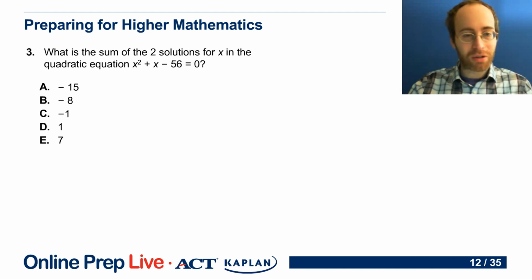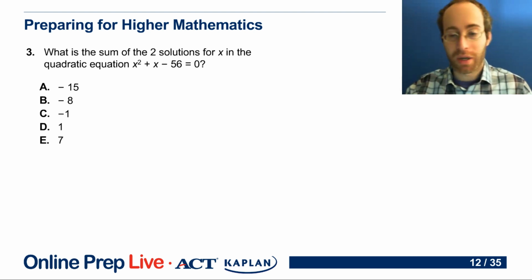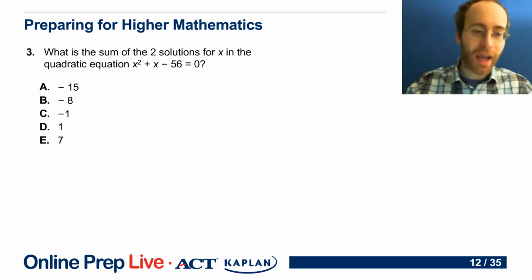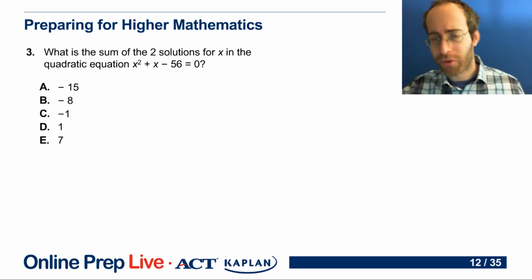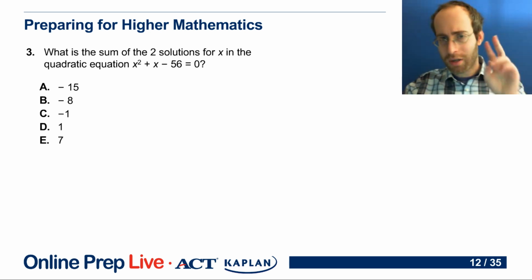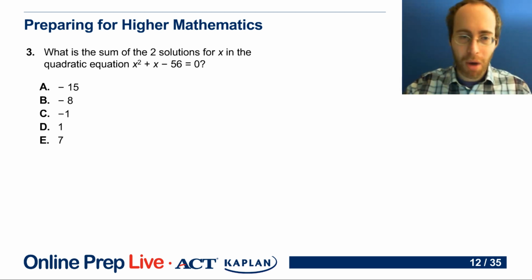What's the sum of the two solutions for x in the quadratic equation? Okay, so we definitely have to solve for x. Clearly, that's what this question is telling us. We have to know what x is. Now, we have this quadratic, and we remember our technique from before. We're looking for two magic numbers that multiply to give us the number on the outside and add to give us the number on the inside.